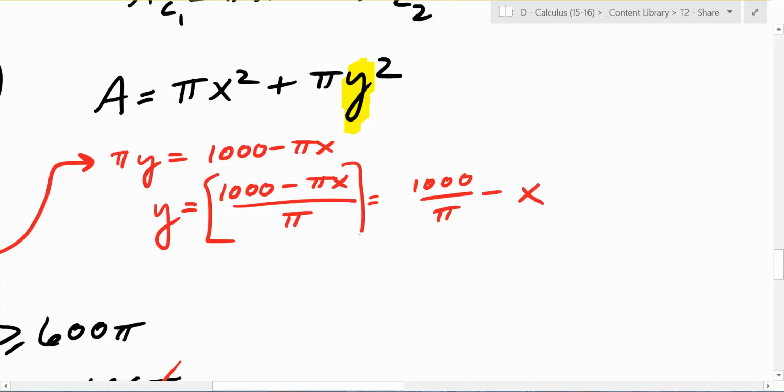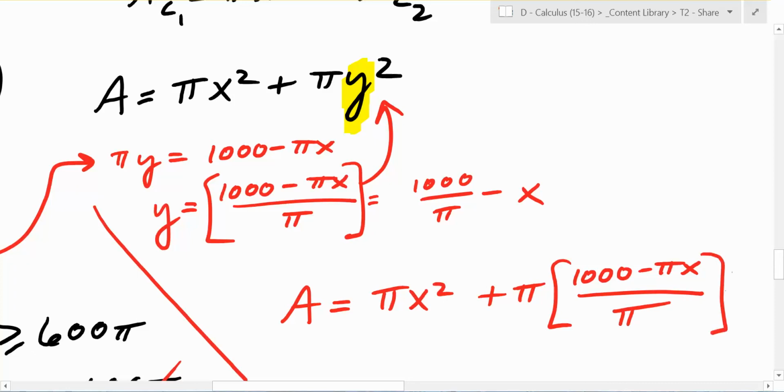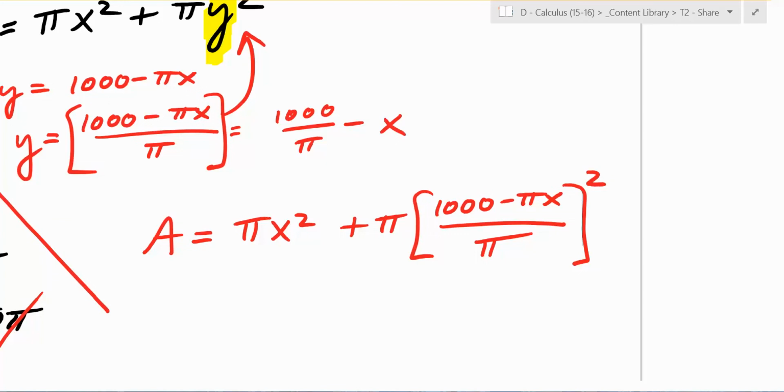Where can we plug this in, Caleb? For y. And why did we do that? So that we just have x. So what do we have here? Plus pi times 1000 minus pi x over pi. And that quantity is squared. Does everybody see that that's squared? Because y is squared, so when we plug in for y, it has to be squared.